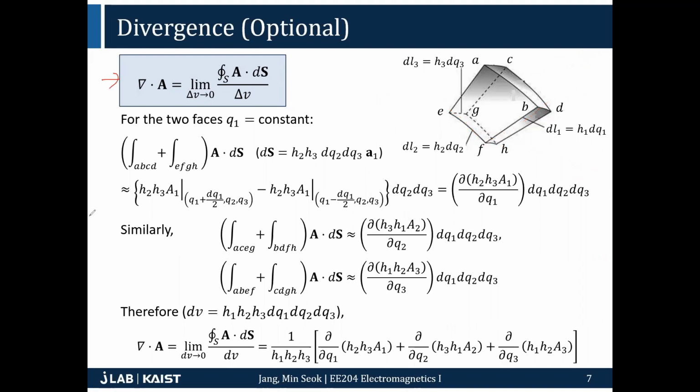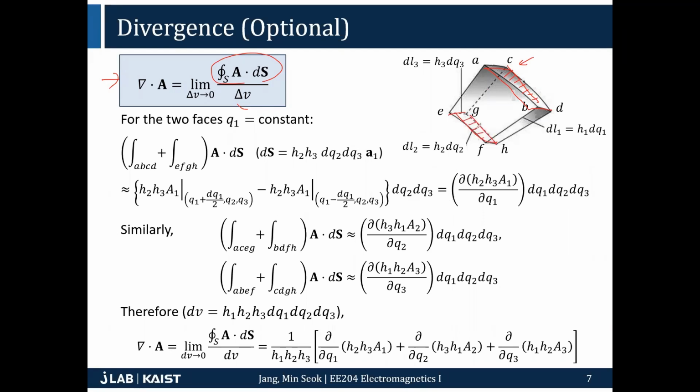So we know the definition. What we need to do is take this integration. This infinitesimal volume has, of course, six faces, right? And just as an example, we want to do just two faces, which are this ABCD and EFGH.